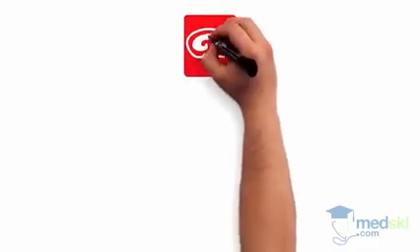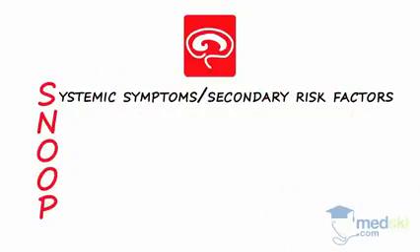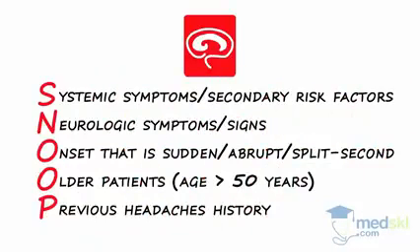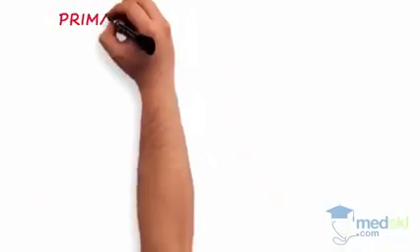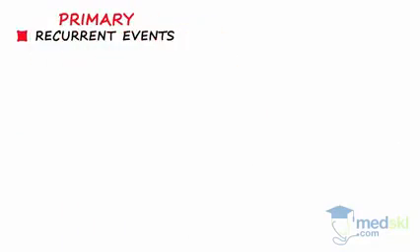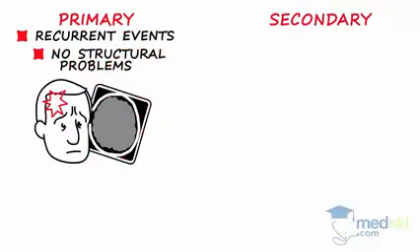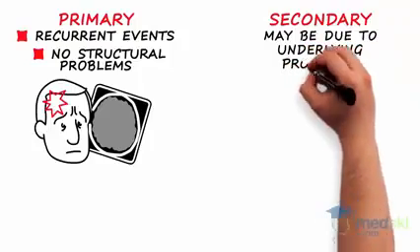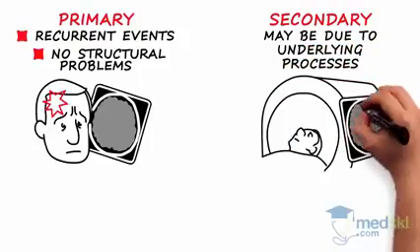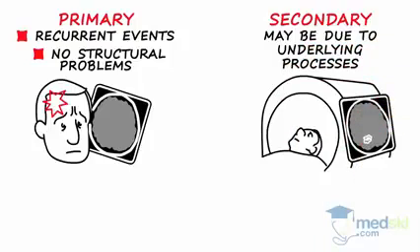The American Headache Society has created the SNOOP framework to help us remember the symptoms and signs of a secondary cause of the headache. Primary headaches are usually recurrent and are not caused by underlying disease or structural problems. Secondary headaches, in contrast, may be due to underlying processes such as infections, trauma, vascular disorders, and tumors.